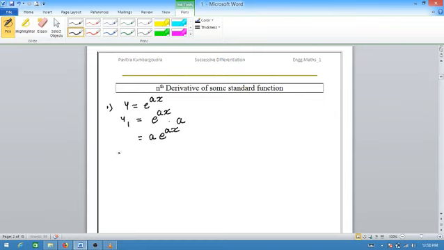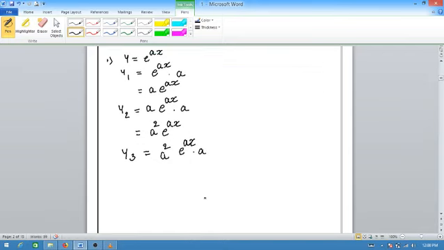So differentiate one more time, you will get y2 is equal to, here a is constant, differentiation of e to the power of ax is e to the power of ax into a. So a into a is a square into e to the power of ax. Differentiate one more time, we will get y3 is equal to, here a square is constant, differentiation of e power ax is e to the power of ax into a. So therefore y3 is equal to a square into a is a cube into e to the power of ax.